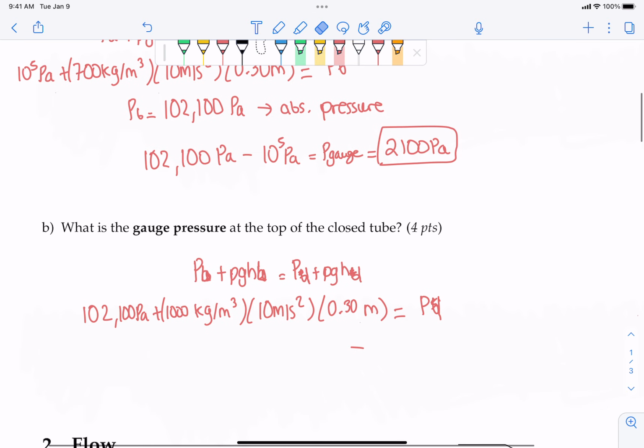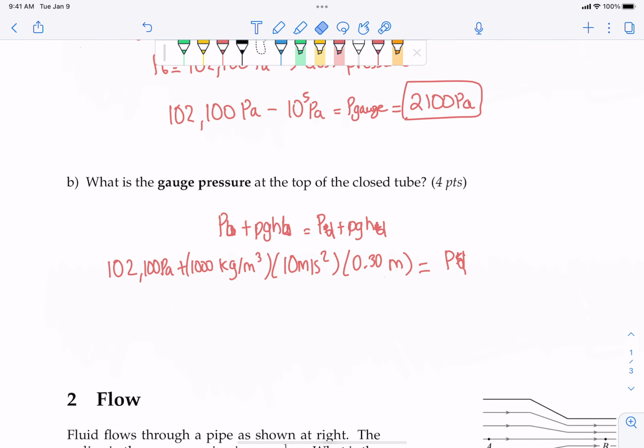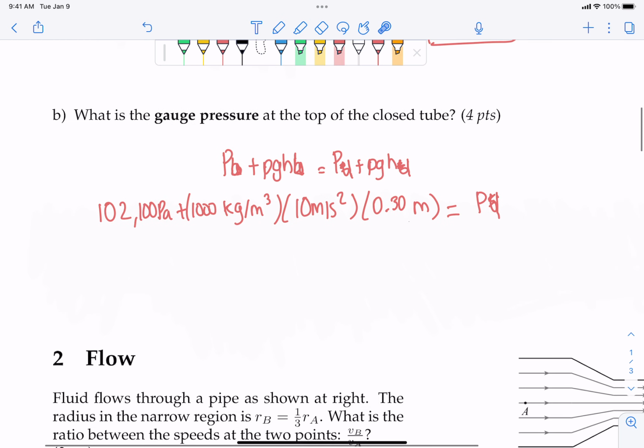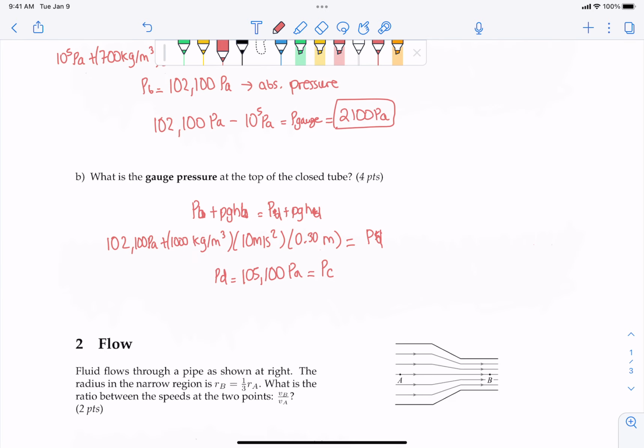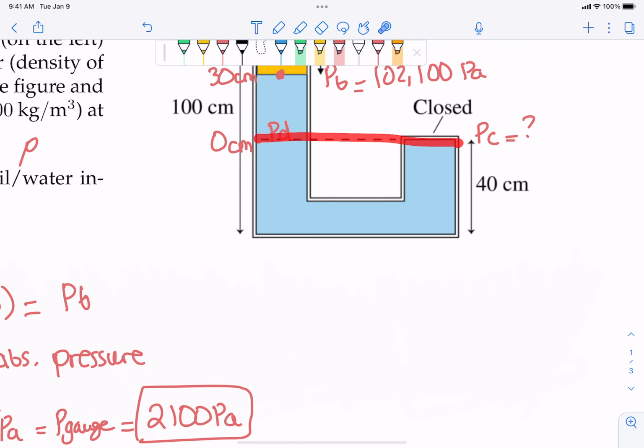So if we do that, we should be able to calculate this left term and get our pressure at D, right? Yep, so 105,100 pascals. And once again, since we're using this pressure, which is the absolute pressure, we're figuring out the absolute pressure of point D. So we know that this is also equal to PC, based on the fact that they're at the same height.